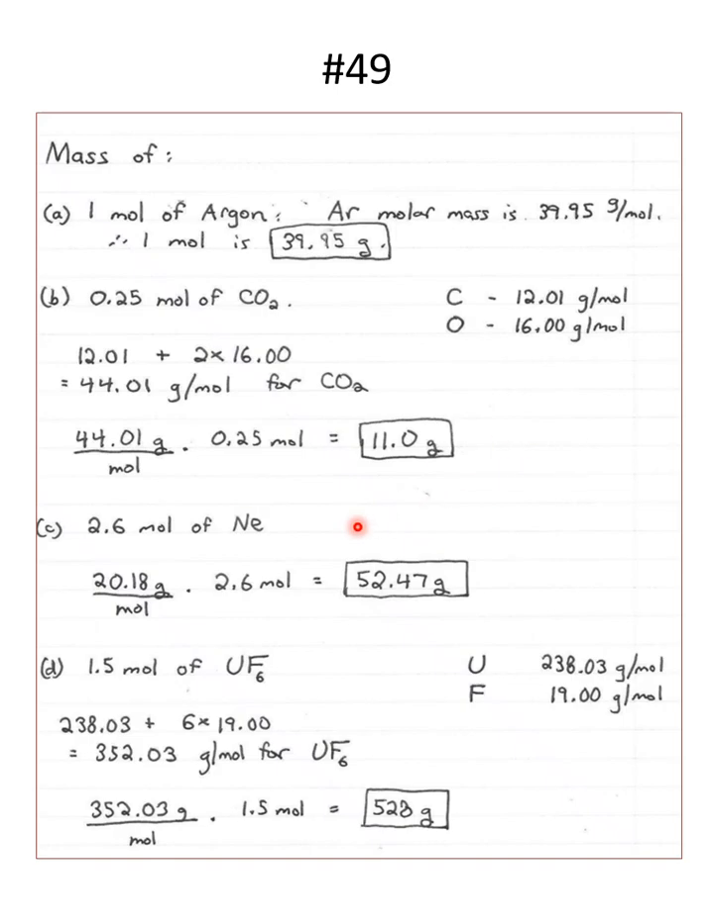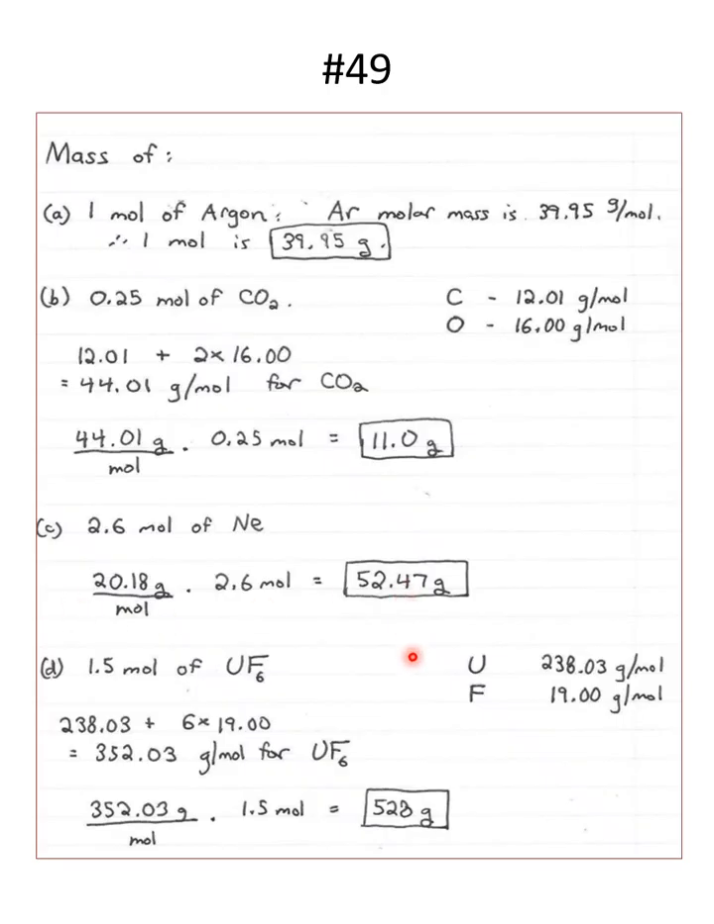Part C, 2.6 moles of neon. In the periodic table, it says neon is 20.18 grams per mole, and we're going to multiply that by 2.6 moles and get 52.47 grams. And finally, D, 1.5 moles of uranium hexafluoride.